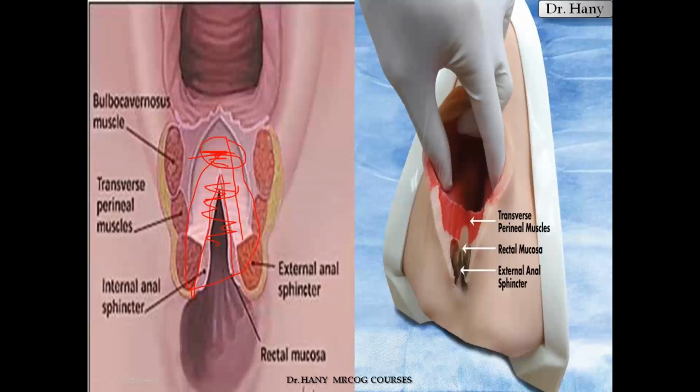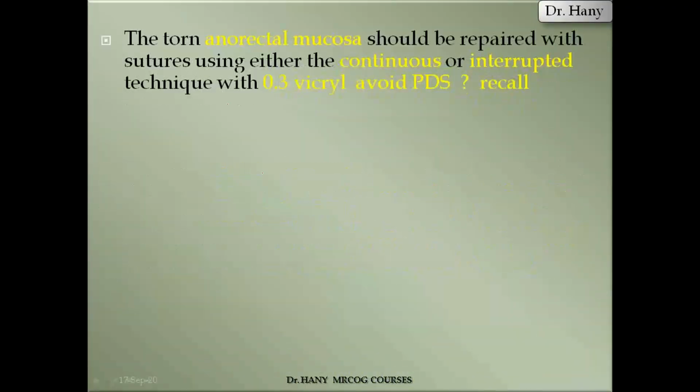Okay, let's move another step. The torn inner mucosa should be repaired with a suture using either continuous or interrupted technique with 3-0 Vicryl. No PDS, as its long tensile strength and long duration cause fistula in the mucosa. No PDS in the anorectal mucosa.